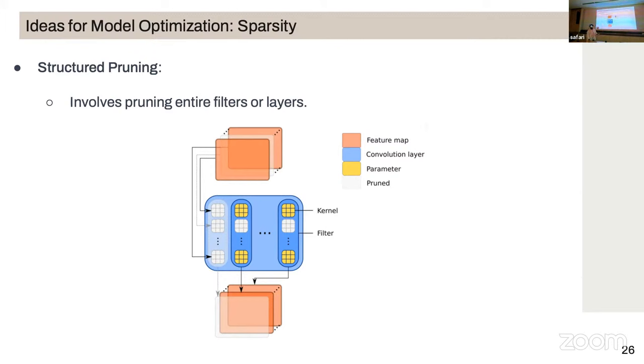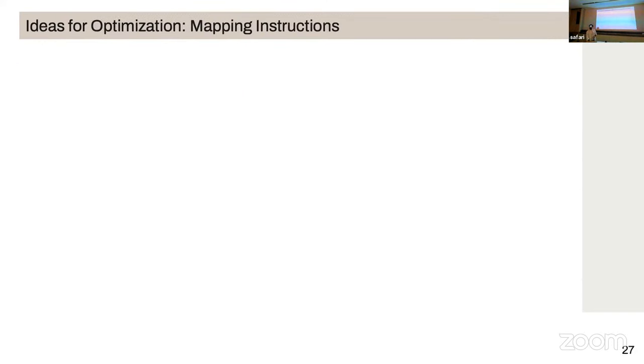And that would optimize inference. The authors, unfortunately, didn't actually do any experiments with the sparsity concept, but it was part of their whole surveying of approaches for optimizing the transformer. Then the third insight they had was you could change mapping instructions.